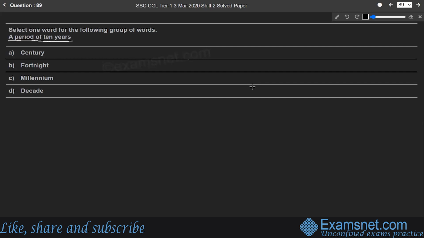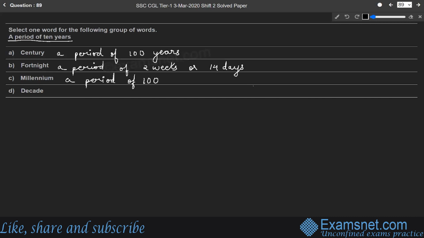First option is century. So what is century? It is a period of 100 years. Next is fortnight. It refers to a period of 2 weeks or 14 days. There are 14 days in 2 weeks, right? Next is millennium. It refers to a period of 1,000 years. And the last option is decade. A decade is a period of 10 years.